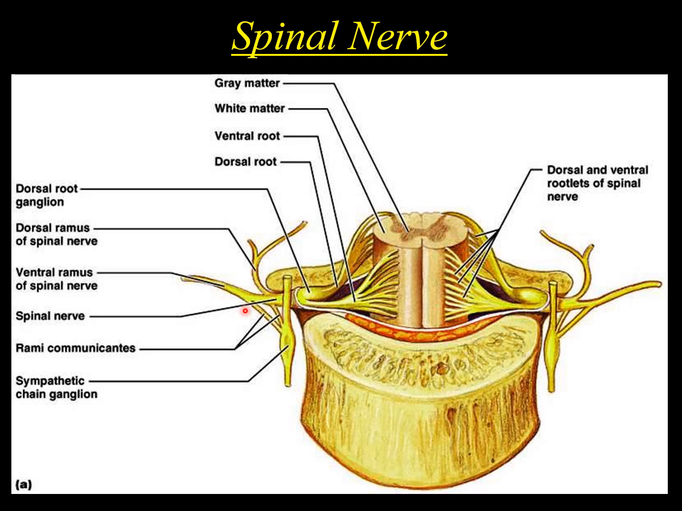So again we will repeat that the motor root is coming from the anterior horn, and the sensory root is going towards the posterior horn. Both roots unite together to form the spinal nerve. The spinal nerve, after formation, having both sensory and motor roots, again divides into a dorsal division and a ventral division containing sensory fibers as well as motor fibers. So what we are going to discuss is the brachial plexus.